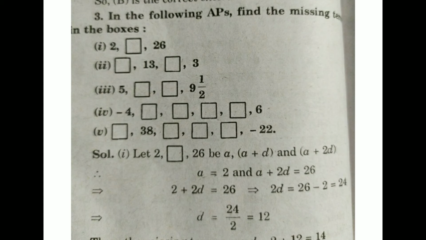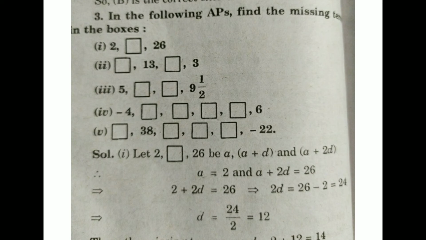As you can see here, that is the first question. The first term is a, that is 2, the second term is blank, and the third term is 26. So we can write the first term, second term, and third term with the help of the formula: the first term is a equal to 2, the second term we can write as a plus d, and the third term we can write as a plus 2d.